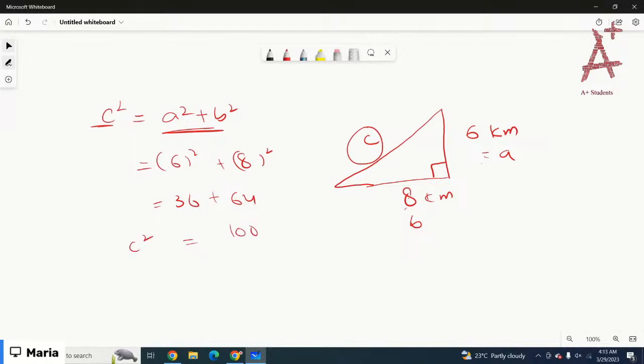That is C square. We have to calculate just C, not C square, so you have to take the square root of both sides. It would be C equals 10, because 10 times 10 is 100. You can see C is the greatest of all the sides. Got it? So the correct option is 10.